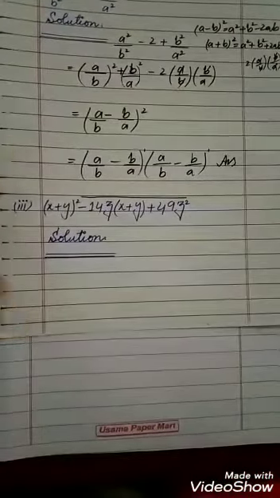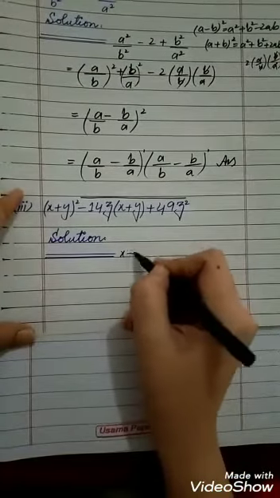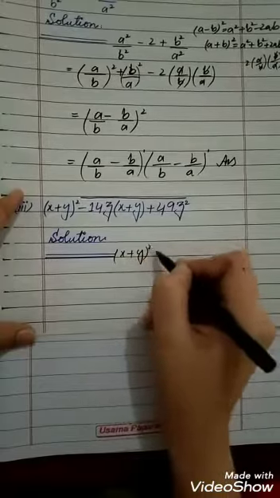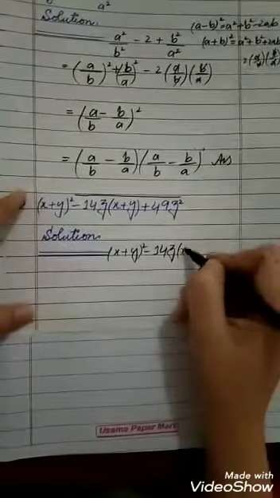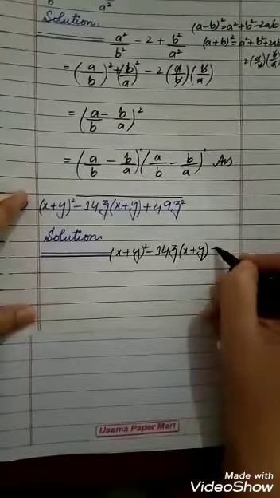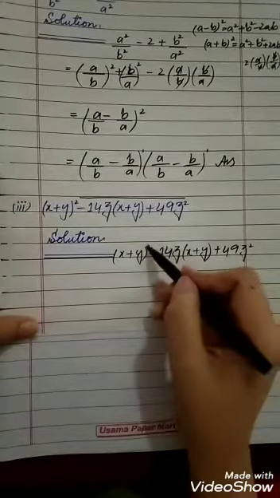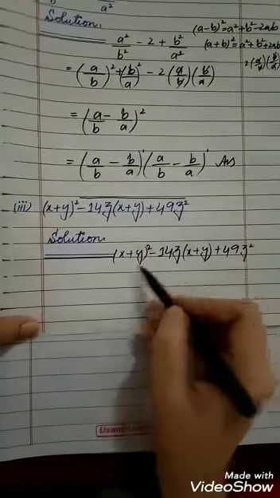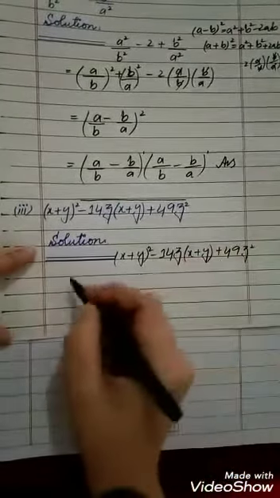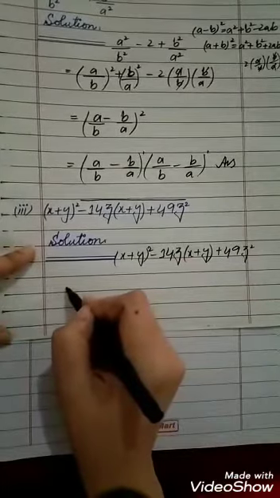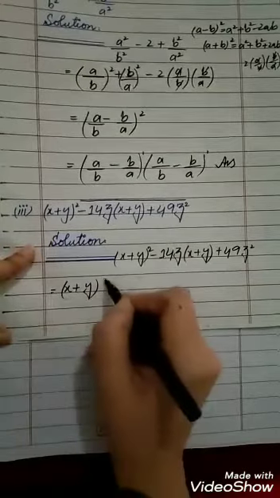Okay students, moving ahead, part number 3, that is x plus y whole square minus 14z into x plus y plus 49 z square. Students, we will apply the same formula, the same criteria here. First of all, we will arrange them, both whole squares.